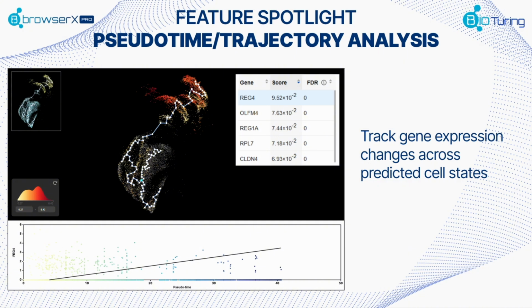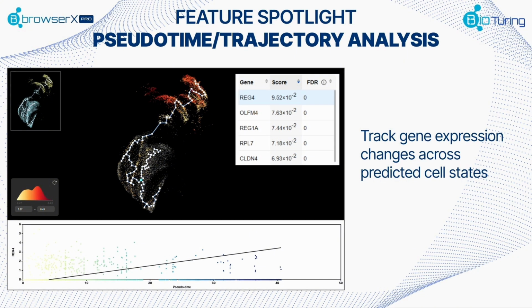Some of the more advanced analyses include pseudo-time or trajectory analysis, in which you can track gene expression changes across predicted cell states. This tool is particularly useful if you have naive and mature cell states, or if you have different disease states that progress in severity.